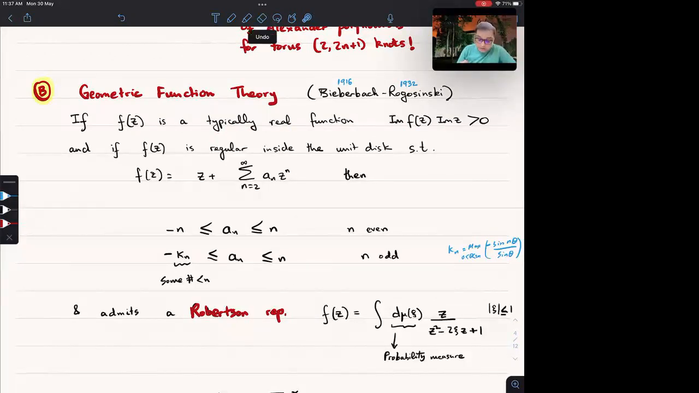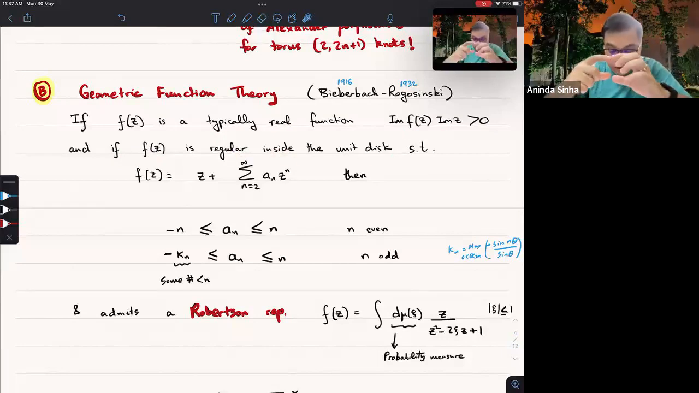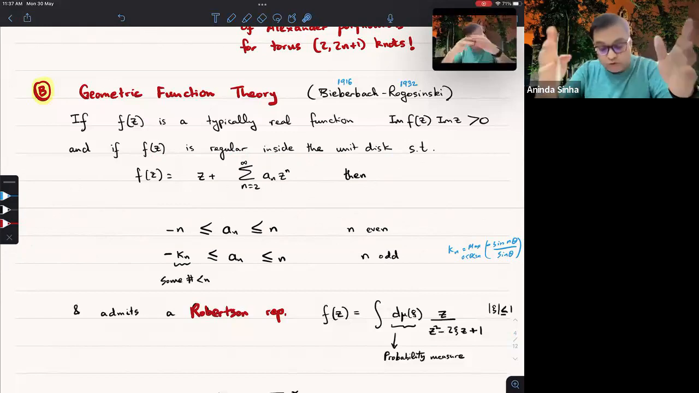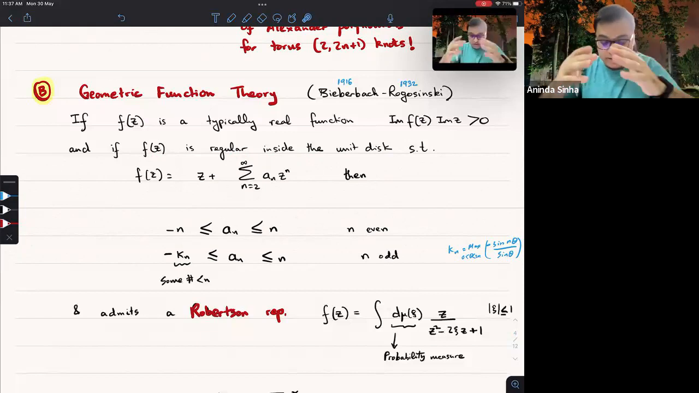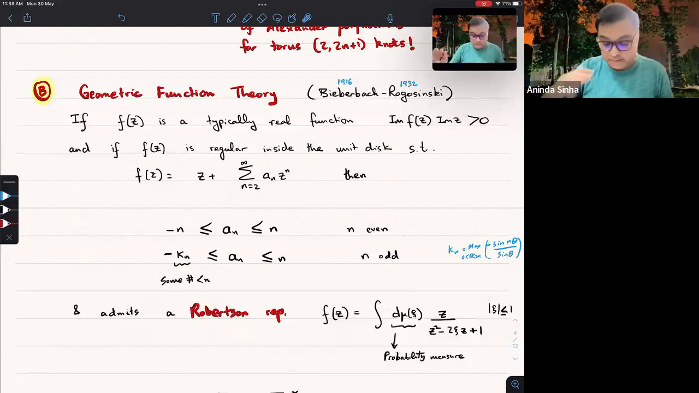And further, if f of z is regular inside the unit disk, so for example, if there are no poles. If there was gravity in the story, there would actually be a 1 over z pole at the center, and we could handle that, but then it will require a modification of these typically real functions. You will require meromorphic typically real functions. Those also mathematicians have studied, but I don't have time to go into all that.